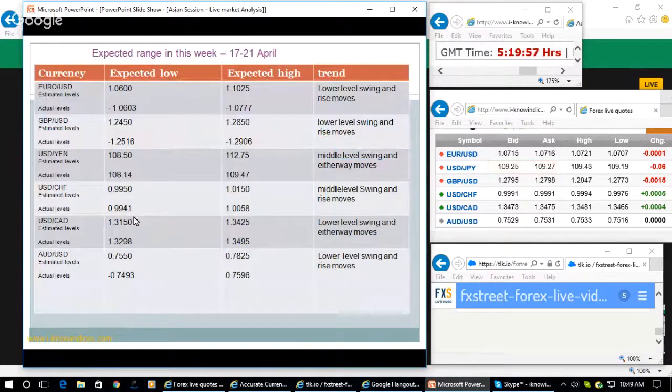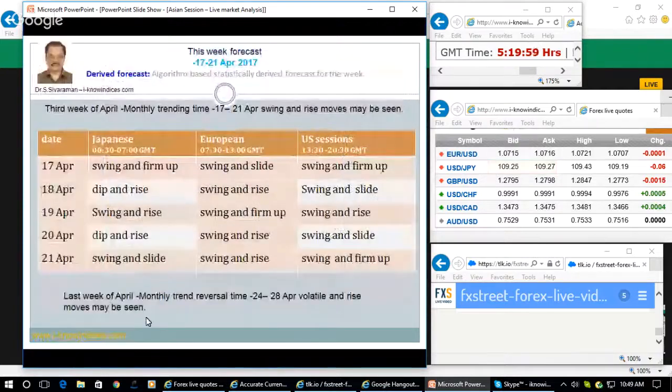So that is the range I mentioned. And also keep in mind that from next week onwards, for 2 weeks, we'll come across the monthly trend reversal moves. That is the end of the last week of April and the first week of May. So do only swing trades during that time.